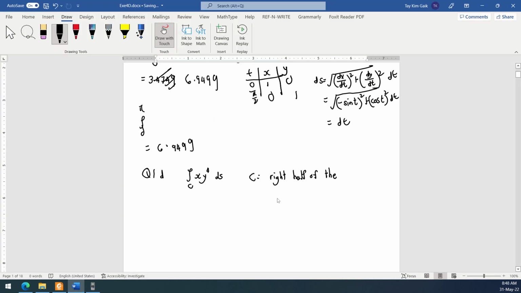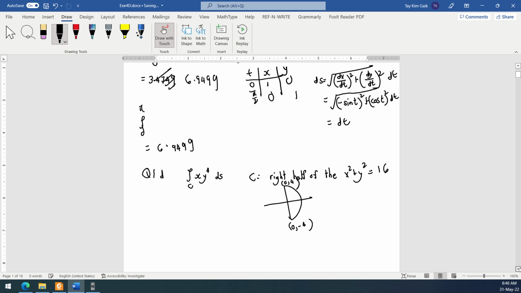Right half means take the circle but only the right hand side. So x squared plus y squared equals 16, which means r is 4. So the points go from x is 0, y is negative 4, up to x is 0, y is positive 4.